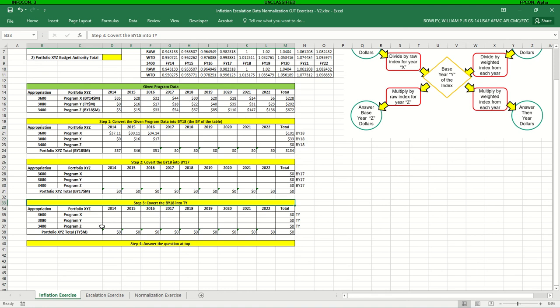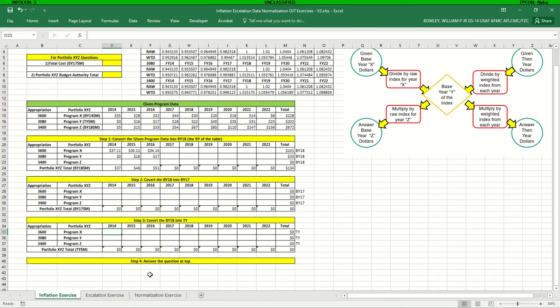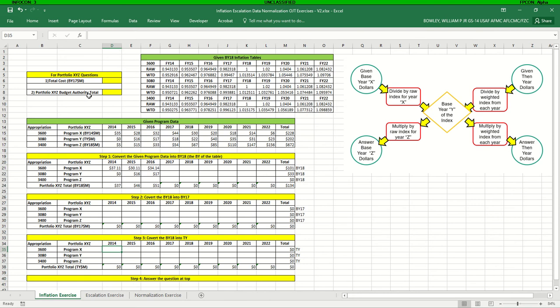It's important here for step 3 that you're taking your base year of your index, which is 18, which will come back to step 1. So you're going to take your step 1 values and bring those into then-year dollars. Once you've completed those tables, you can then answer these questions: what's the total cost for this portfolio in base year 17 dollars, and what's the portfolio budget authorization total amount.